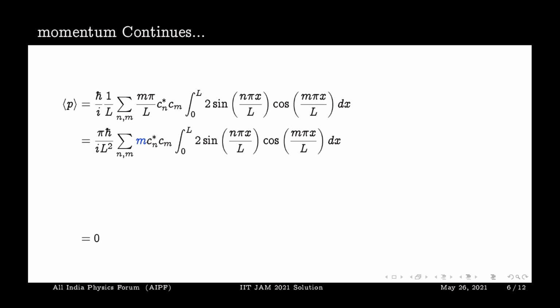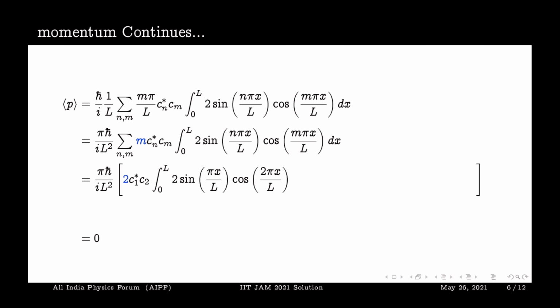Okay, so remember this extra m factor, that will be very much crucial. So let us now break this summation. So you will have two terms, one with n equals 1 and m equals 2, and another with n equals 2 and m equals 1. And in the first term, you will get an extra factor of 2 due to that m Cn star Cm factor. Okay, so this 2 factor will come when m is 2.